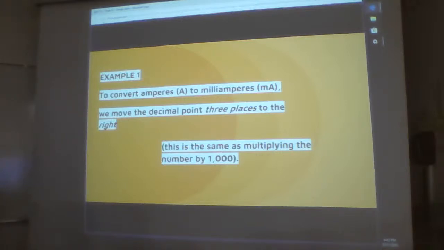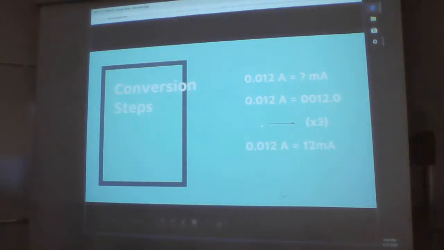Conversion steps for that example. So let's say we take 450 milliamps and we want to know how many, oh, I didn't catch you guys up. Okay, so here's conversion steps for, that's not the right slide. I'm not on the right side.